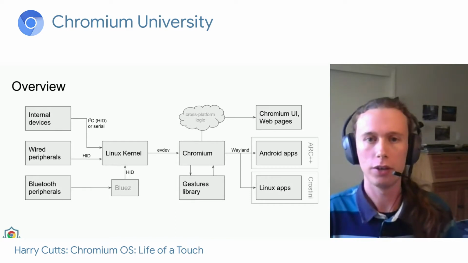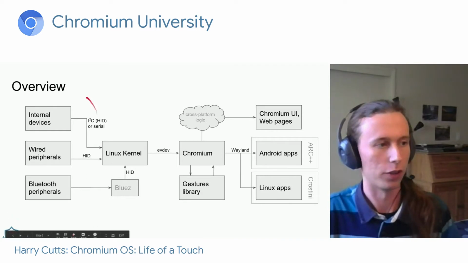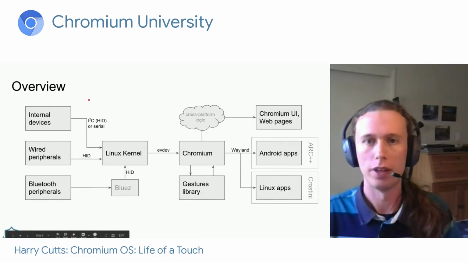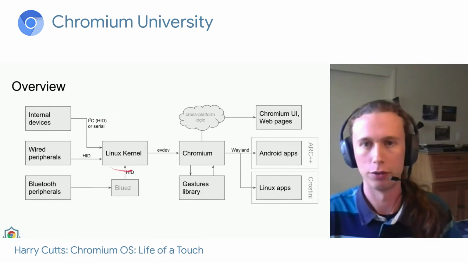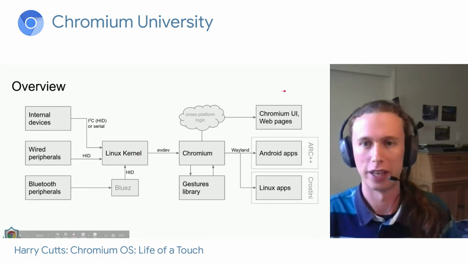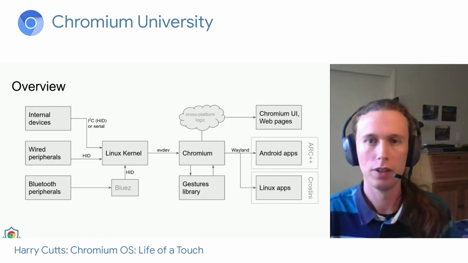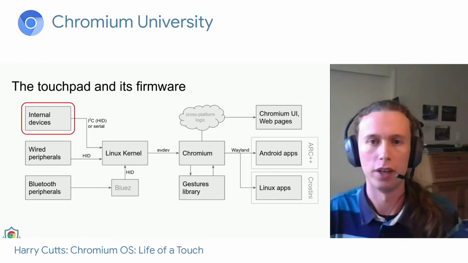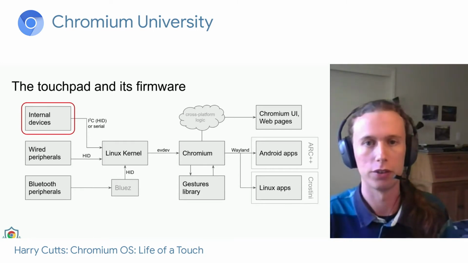So here's an overview of the stack. On the left here, you can see we've got the input devices themselves, and then the data goes through the Linux kernel, then Chromium, and then finally into web pages and apps. So first, let's look at what a touchpad actually is and what its touch controller does to get your input.